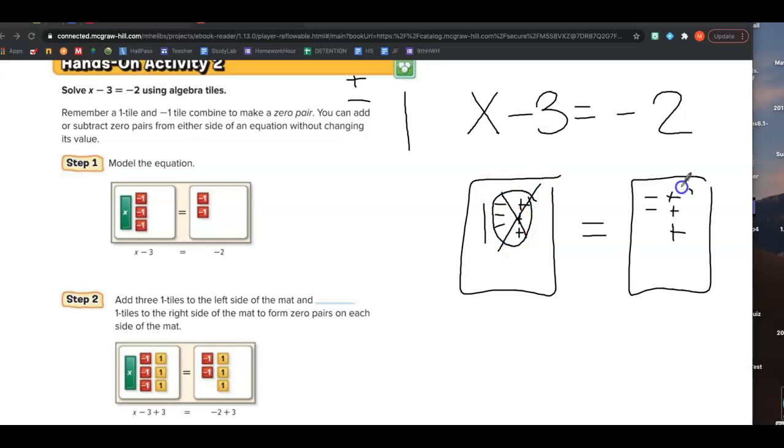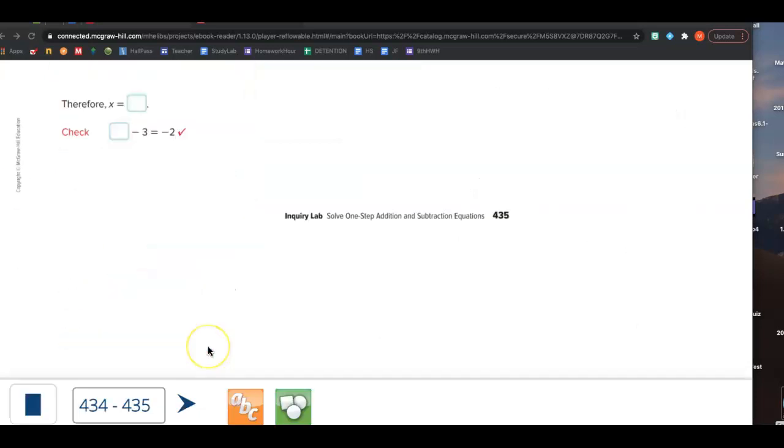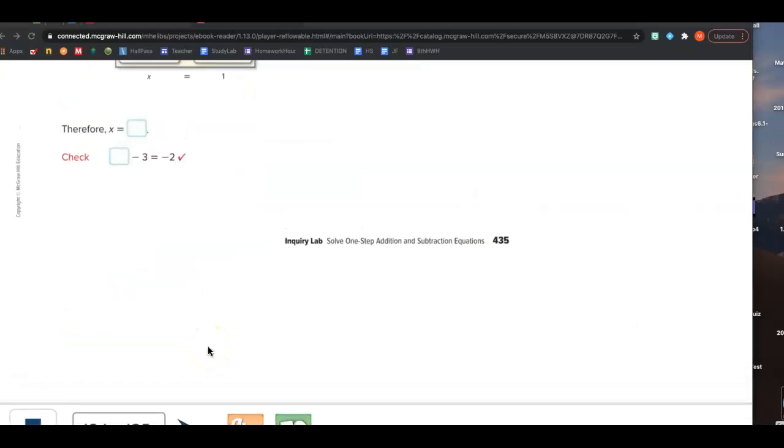And I have a couple on this side as well. So I'm left with x equals, what's over here? 1 positive. Questions on that? Okay, so then you can write down at the bottom of your page: therefore, x equals 1. And if I took 1 and subtracted 3, do I get -2? Yes. So that's how we can check our answer to be true.